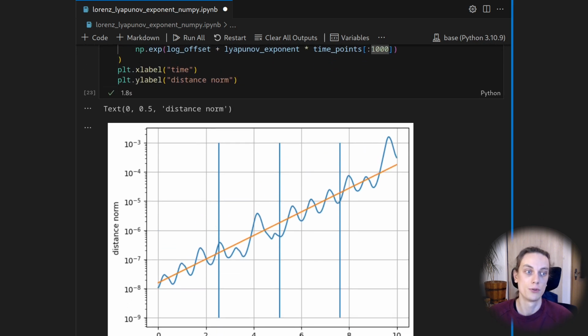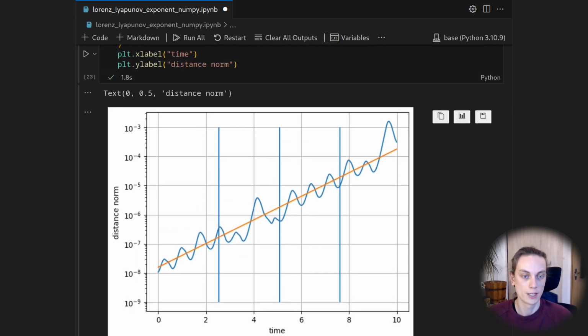In the next video, I want to show you one which is more efficient and also a bit more precise, which is to employ automatic differentiation. And for this, we will again swap back to the JAX version of our RK4 simulator, because JAX supports automatic differentiation, and this is another way to compute the Lyapunov exponent.